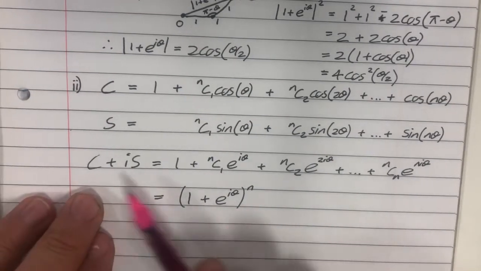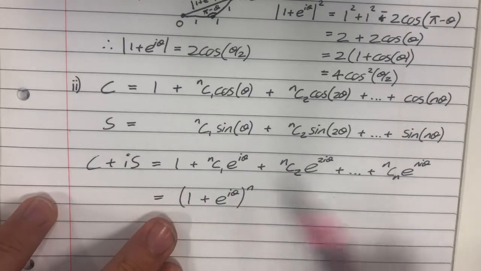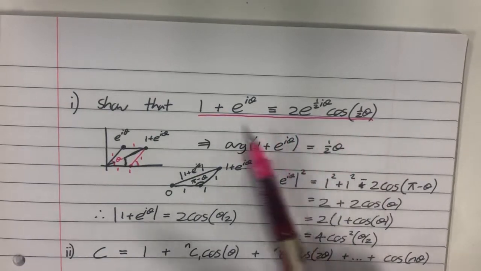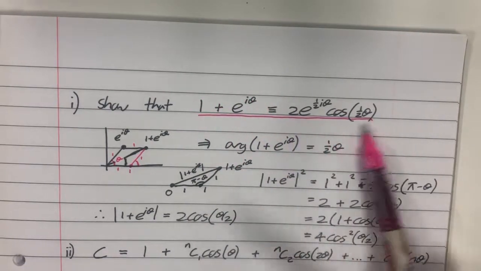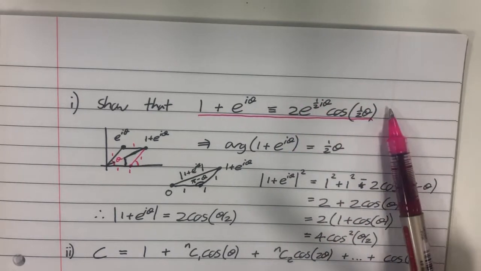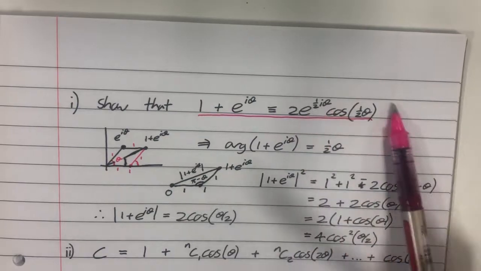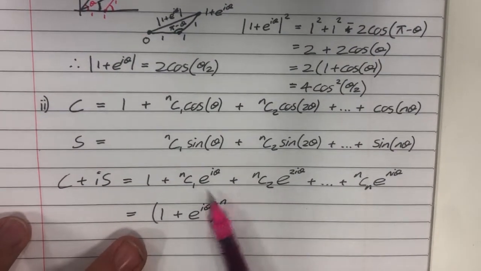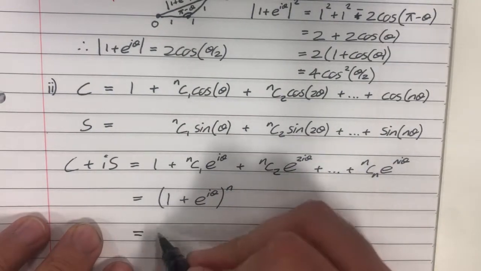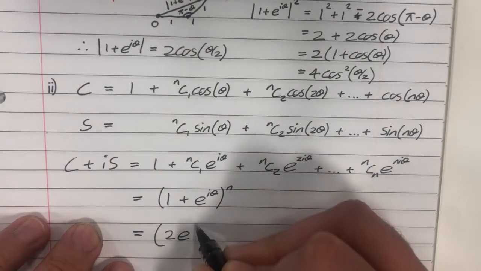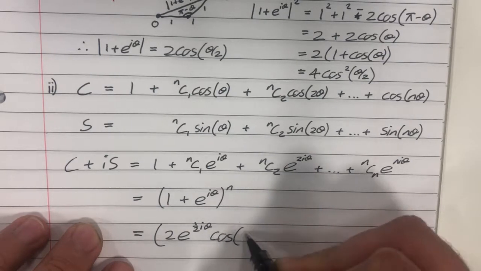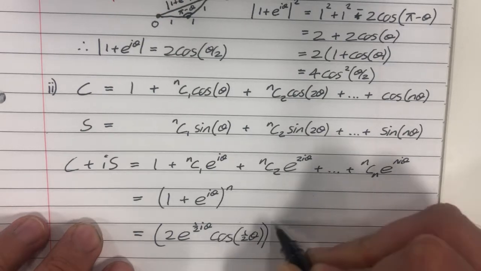So now that we've got this series, C plus iS is this, we can now use the result from part i in there. So I'm going to replace the 1 plus e to the i theta with this thing. And the reason why that's beneficial is because this is a single term. So you can apply the power n to each of those parts separately, and you won't have n plus 1 terms. So therefore this is going to equal (2e to the half i theta cos of a half theta) all to the power n.